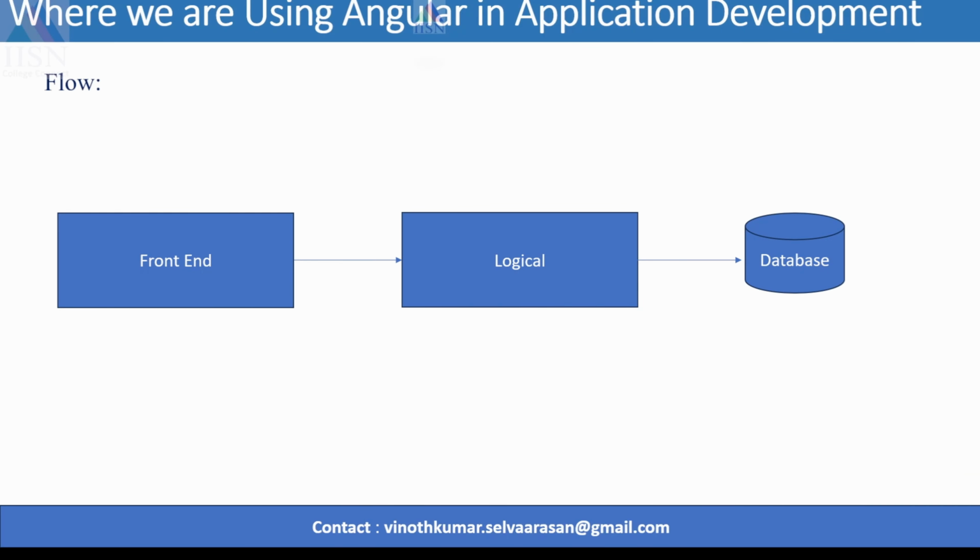So here you see, naturally we have three layers: front end, logical, and database. In the front end, the user interaction happens. In the logical layer, we write the logic, and for that we use Spring Boot, .NET, Python, or PHP. And moving to the database, we store all the data. For developing front-end applications, we use Angular. So now you understand where we use Angular in application development.